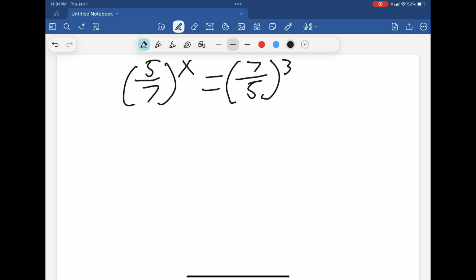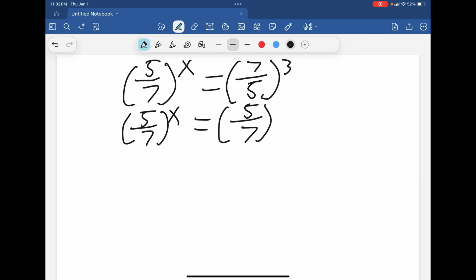And now from here, in order to get the bases the same, we are actually going to take the reciprocal of 7/5 by raising this to the power of -1, because in case you don't know, whenever you raise something to a negative power, like the -1 for example, it basically flips the numerator and denominator. So we're going to go ahead and rewrite this as (5/7) to the x equals, and again, we're going to take the reciprocal of 7/5, and we are going to set this to the power of -3. And now finally, now that we have the bases equal to each other, we set the exponents equal to each other, and x is going to be equal to -3.